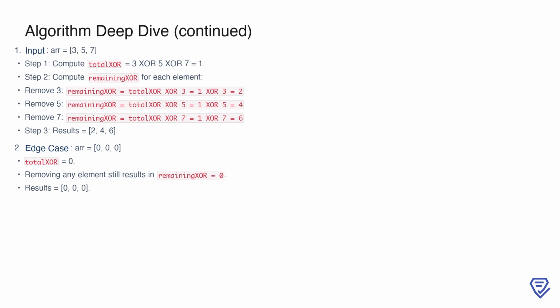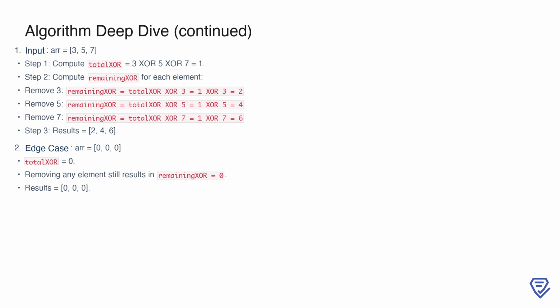To illustrate the algorithm, consider the input array 3, 5, 7. First, we compute total XOR by XORing all elements together, 3 XOR 5 XOR 7, which equals 1. Next, we calculate the remaining XOR for each element. Removing 3 gives 1 XOR 3 equals 2, removing 5 gives 1 XOR 5 equals 4, and removing 7 gives 1 XOR 7 equals 6. This results in the list 2, 4, 6.